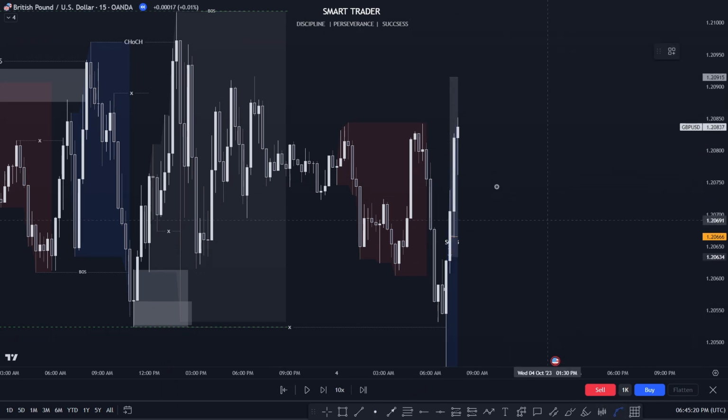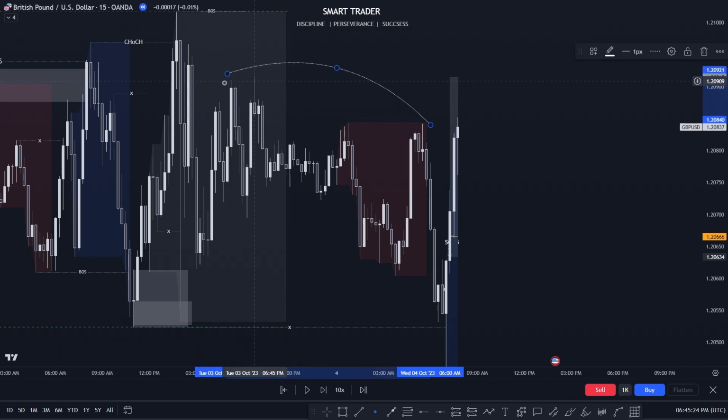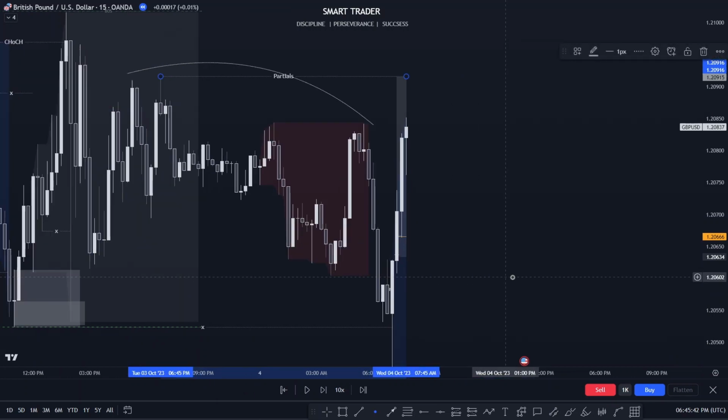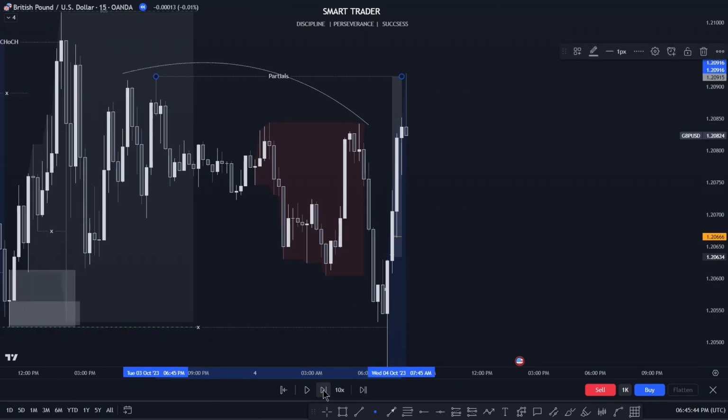Oh, sorry, it just acts like a trend line liquidity, which is right here. So after clearing a liquidity, the market tends to reverse. So at this point, we have to either take partials or switch to a break even. Okay, taking partials at this point. And now let's see what happened.